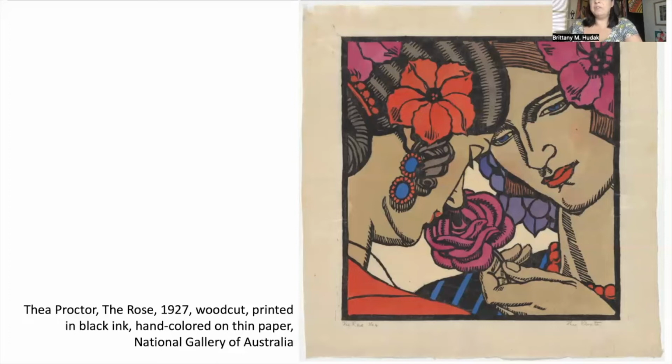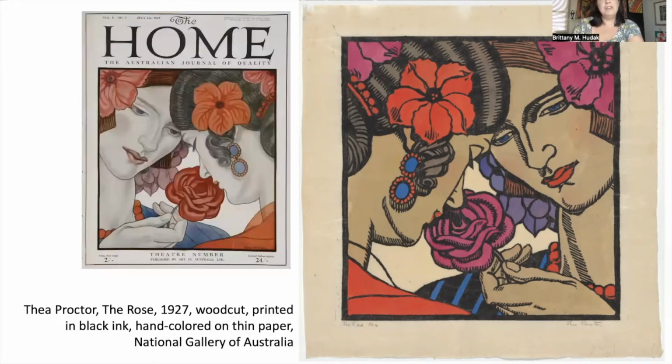While it was produced as a standalone print, the design for it was used, here you can see, as the cover for The Home magazine, which was that kind of avant-garde design magazine. This is the same year, and you can see though that it's inverted, which is funny because this is probably the actual drawing that she used on the block.